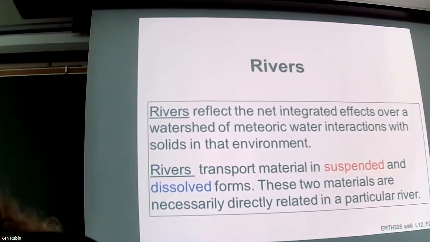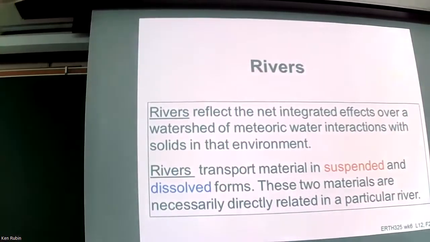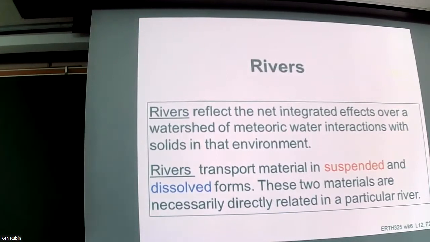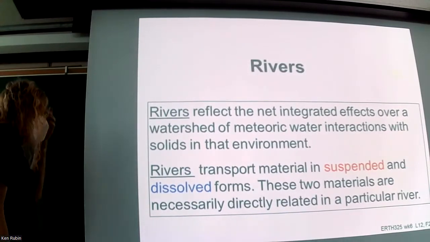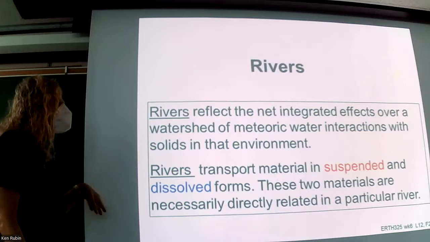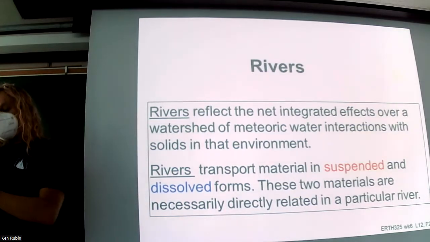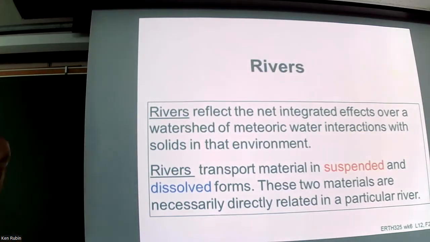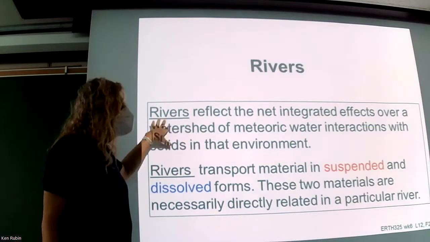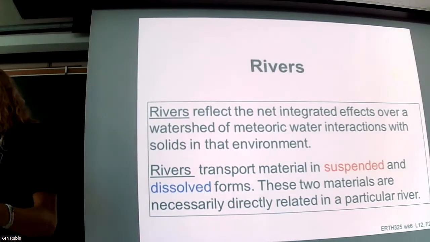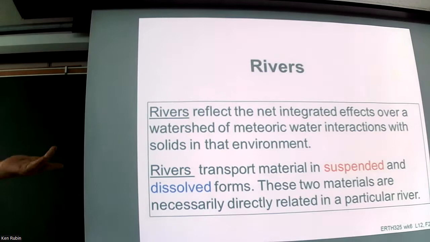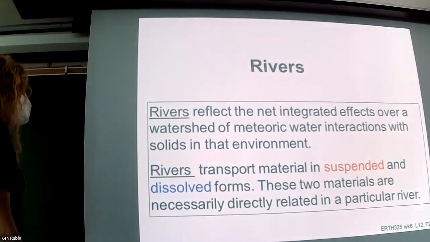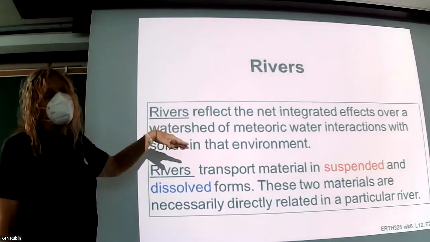So rivers, just like rain, have various ways in which solids can get into them. And because many rivers traverse a large landscape and lots of different bedrock conditions, slope conditions, etc., they really get an integrated composition. So depending on where you sample them, near their headwaters, near their outflow, or anywhere in between, you get really different compositions.